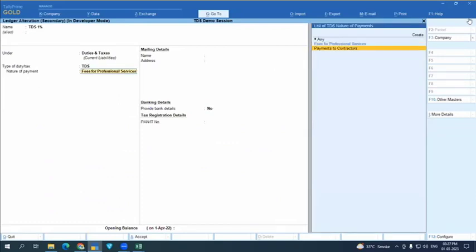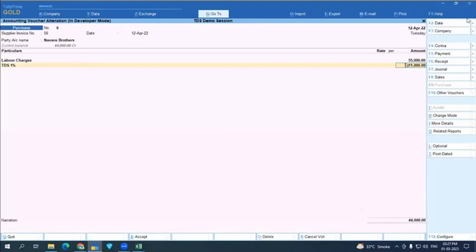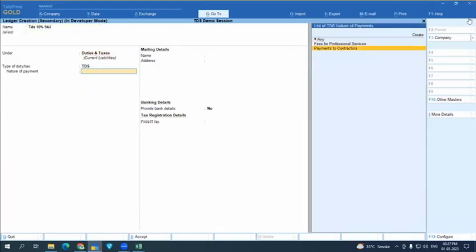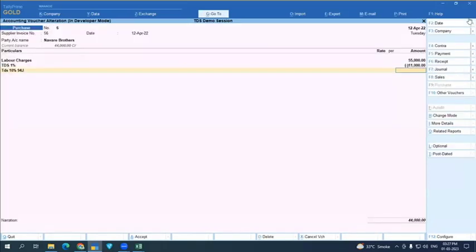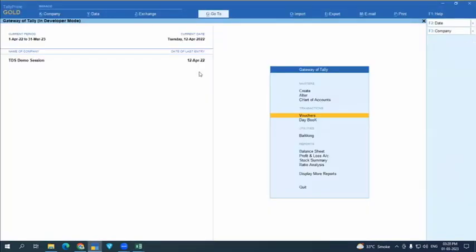Here I am not updating anything. If I want to create a new ledger, then I can put my TDS this way: TDS 10%, 194J, and I can put here TDS and the second category, fees for professional services. This way you can put your ledgers. Okay, so let's take one scenario, another scenario.